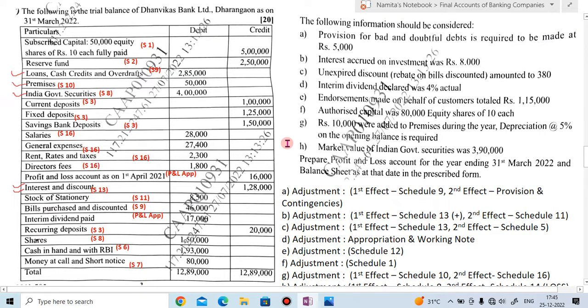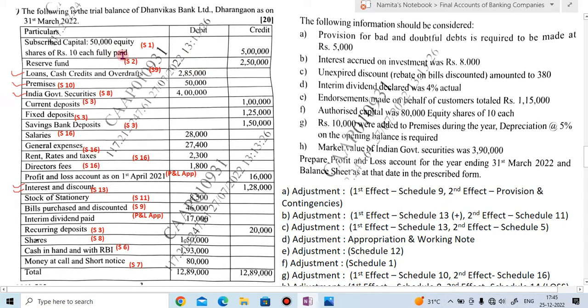Okay, now see, first of all you have to read the question carefully. After reading the question, mark the adjustments. Okay, mark the adjustments, read the adjustments also carefully. After reading the question, the trial balance, then read the additional information like adjustments, and then the second step is what? You have to mark the entries, okay, as per the schedules.